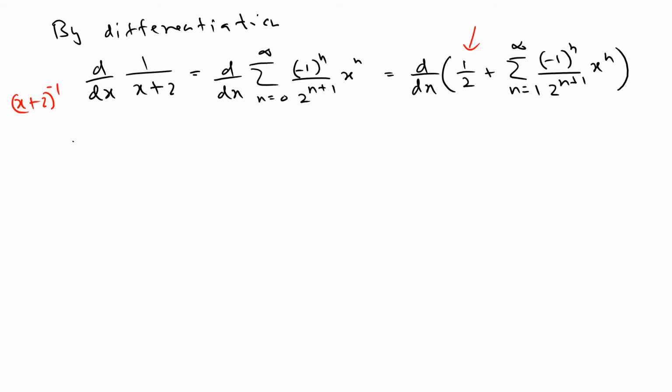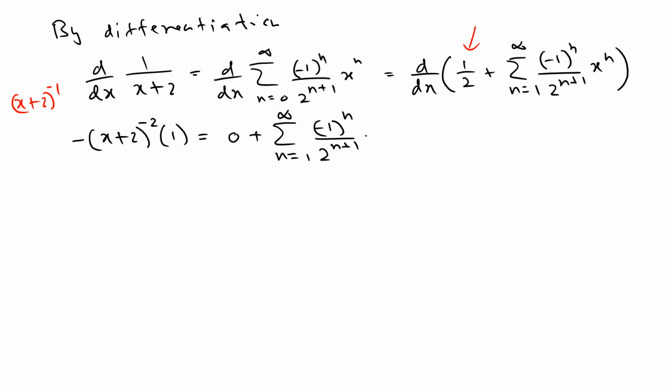Then you can just use the power rule. If you use the power rule, you're going to get negative (x plus 2) to the -2, and the derivative of the inside is 1. So that's what you get. On the right side, the first term is 1/2, so you get a 0. Then take the derivative of the rest of the functions, which is very easy. You're going to get -1 to the n, no change, no change, these are constant. When you take the derivative here, you get n x^(n minus 1). That's what you get.